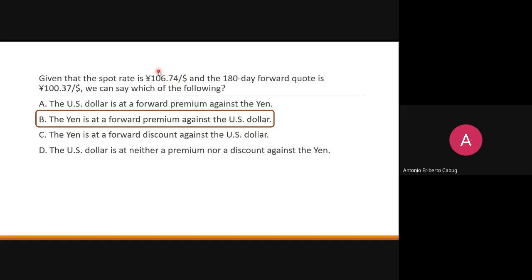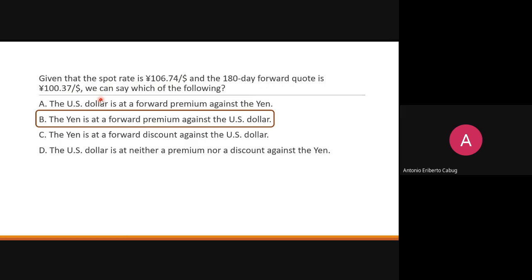Nakasulat dito, indirect, ano to? Tama ba? Naka-direct quotation si yen. The dollar is 106.74 yen in the spot rate, and 100.37 yen in the forward rate. Ngayon, ang akala nyo naka-discount siya. Tama naman. The dollar is at a discount.